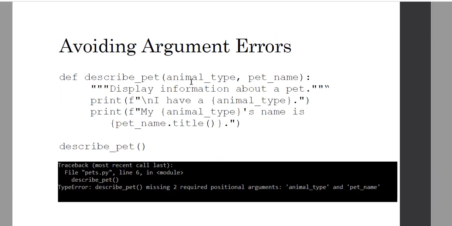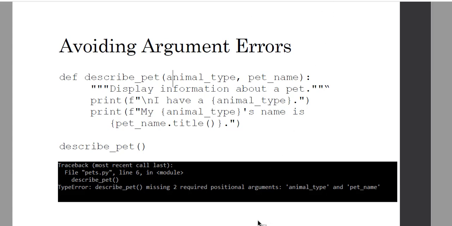And then the last one is to talk about avoiding argument errors. In this case, when we call describe pet, we're not providing the two arguments that are needed for these two parameters.